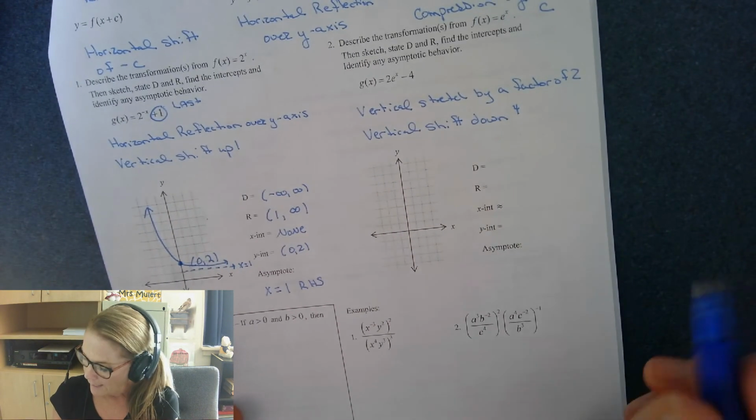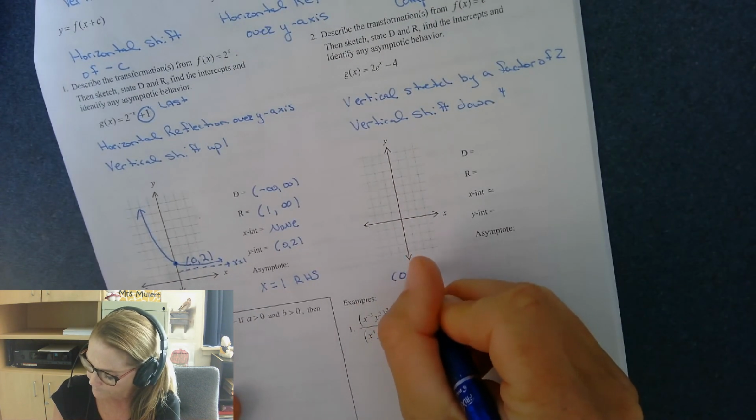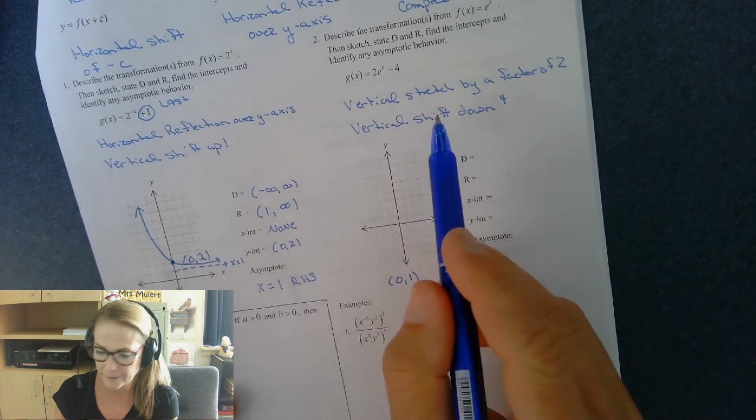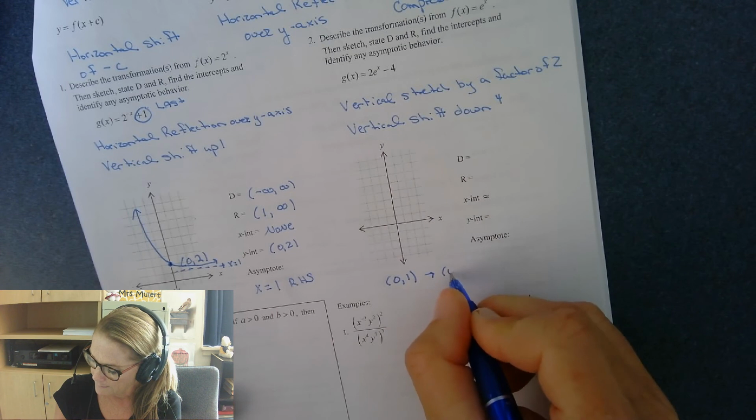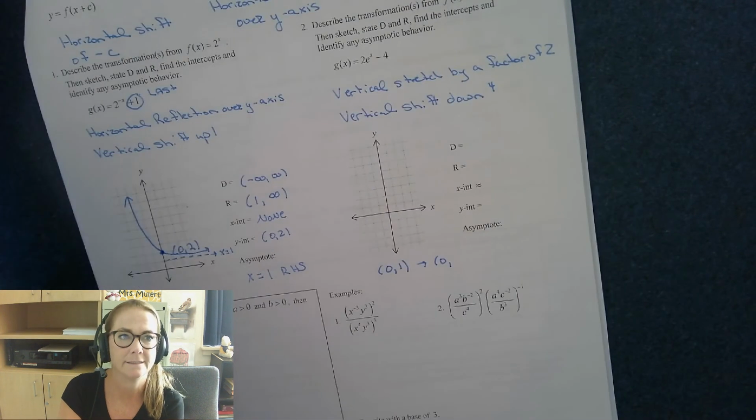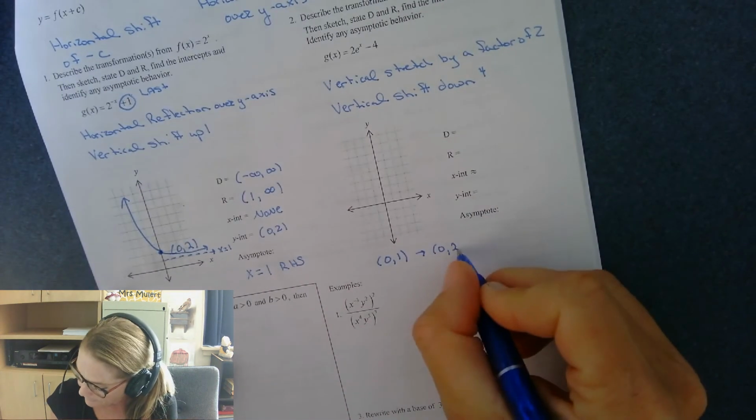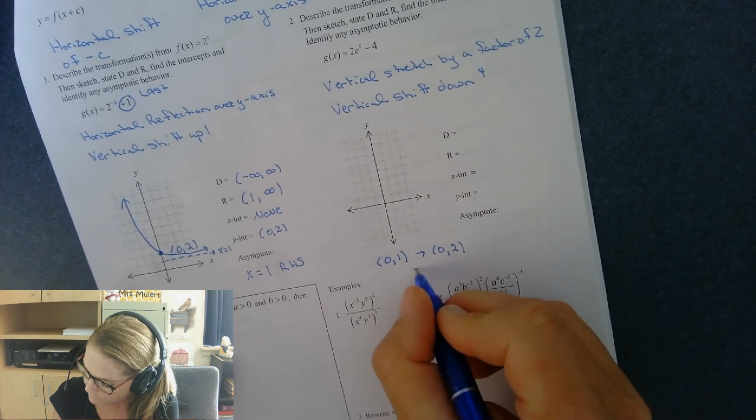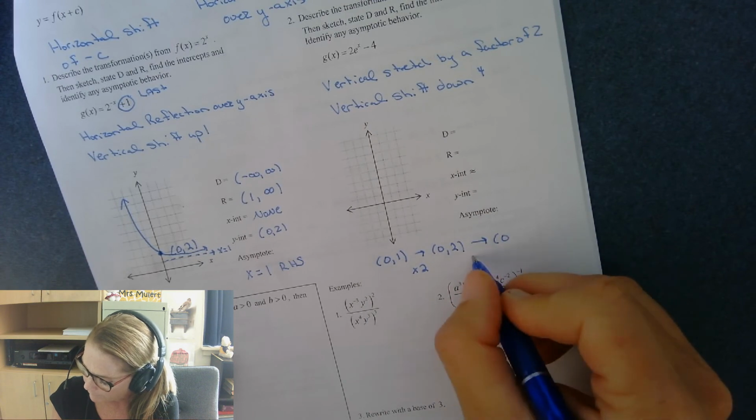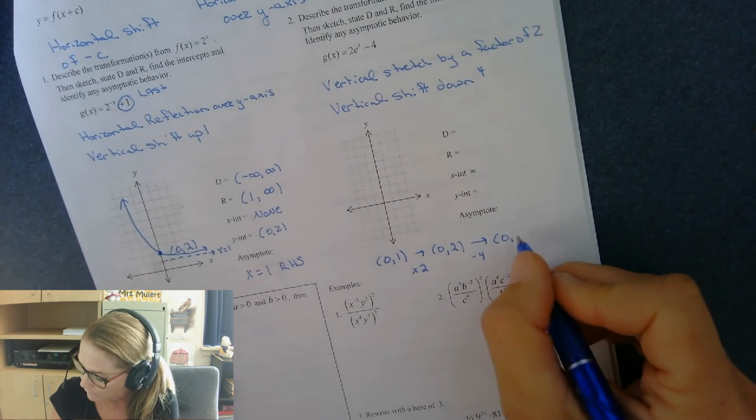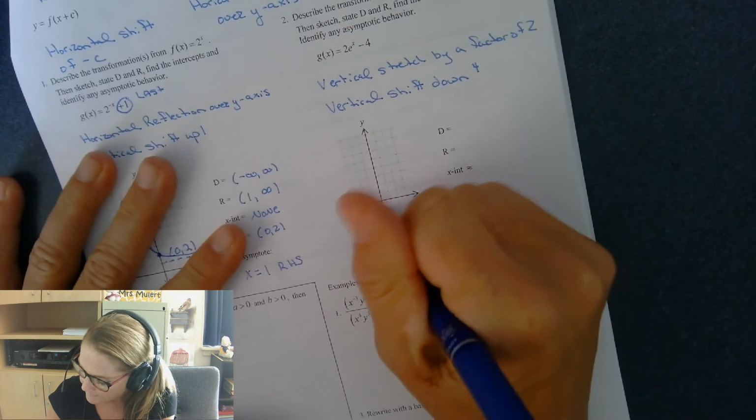Okay, so let's work with this key value on the parent, (0, 1). First thing I'm going to do is stretch it by a factor of 2. So vertical, that's going to take this to (0, 2), since that's times 2 for the vertical stretch. Then I want to shift it down by 4, so that's minus 4 on the y value, which is going to be negative 2. So this is going to be our new key value.